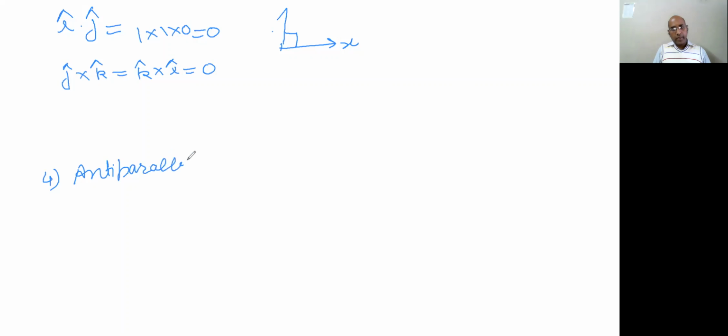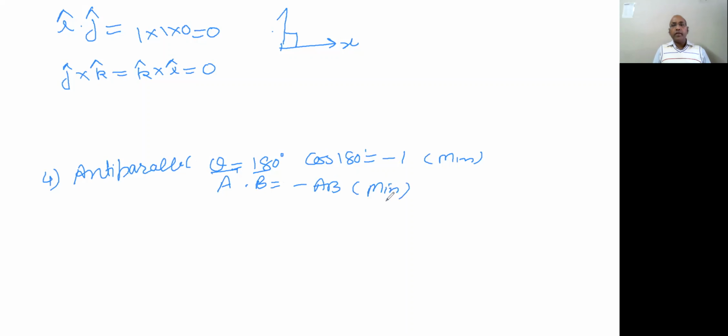And the two vectors are anti-parallel. Theta becomes 180. And what is the value of cos 180? Yes, cos 180 is -1, the minimum. So the dot product will also be minus AB, and it will have the minimum value.